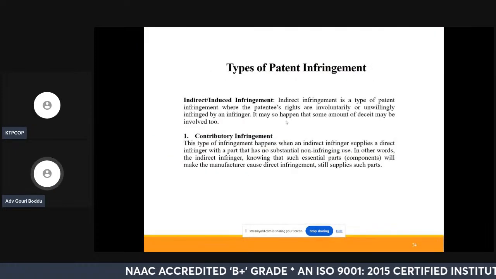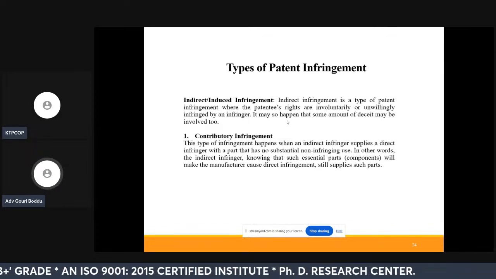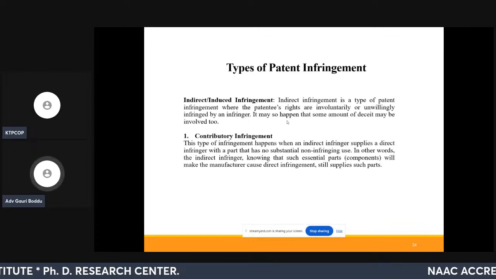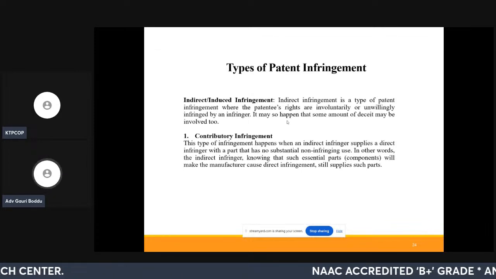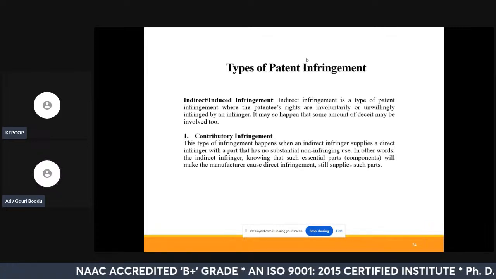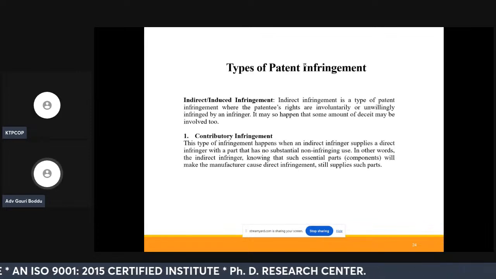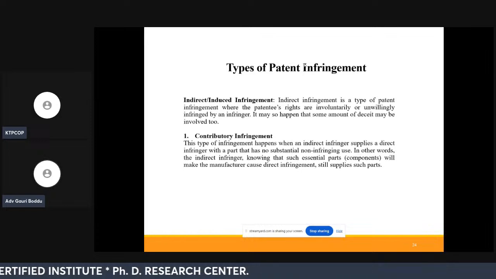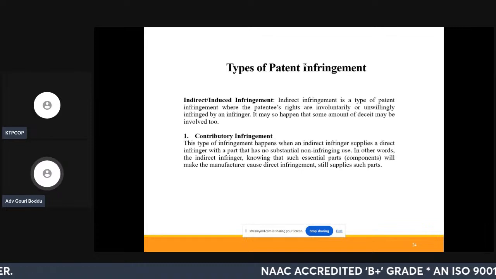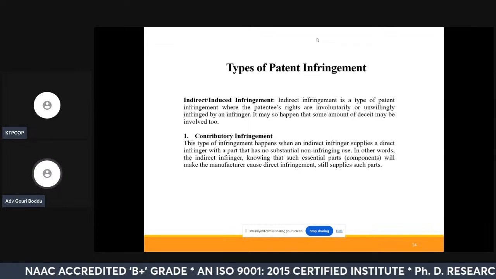Okay, so the next type of patent infringement. This occurs when a party encourages, aids, or facilitates another party in infringing a patent, even if they do not directly infringe the patent themselves. The examples are supplying components or materials that lead to unauthorized use of a patented invention, or a company providing instruction or incentives to a third party to manufacture a product that infringes a patent. This is indirect and induced infringement.